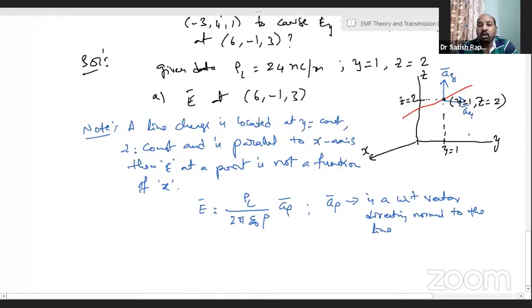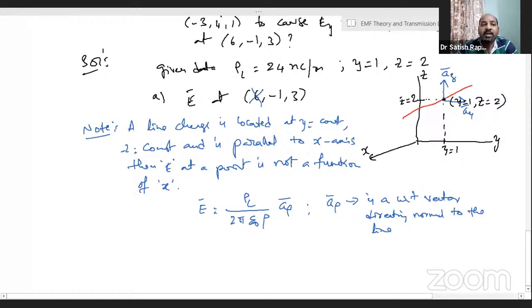Now in this expression, rho L is given, and we need to determine rho. As we know that y is constant and z is constant, there is no need to consider the x component here, because the electric field does not exist along the x-axis.